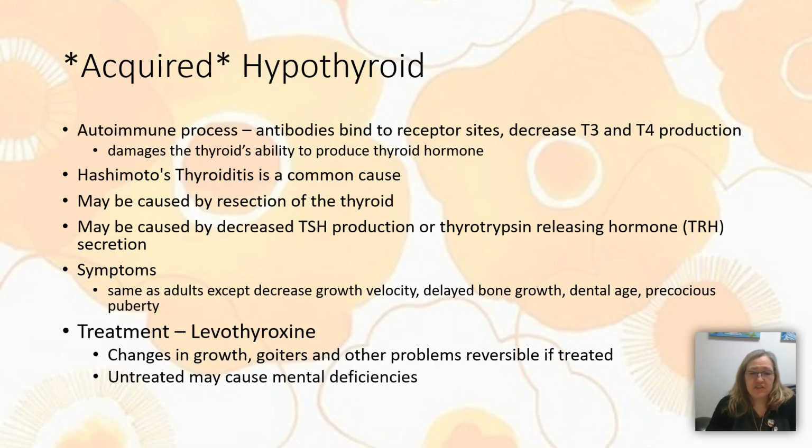Also, if the child doesn't get treated, it's important to reinforce with the parents that they have to treat this child with medication, or the outcome could be mental deficiencies. In adults, you don't see that as much because their brain is fully developed. You could see some mental fog, loss of mental acuity, but in kids, if they go untreated for their thyroid condition, they can have permanent loss of intellectual ability.